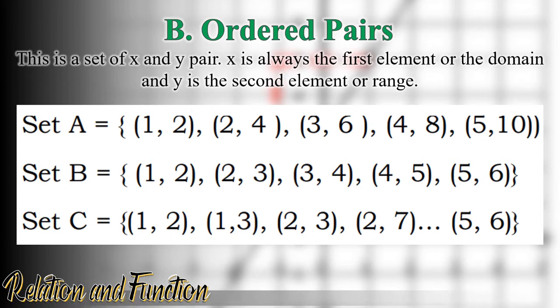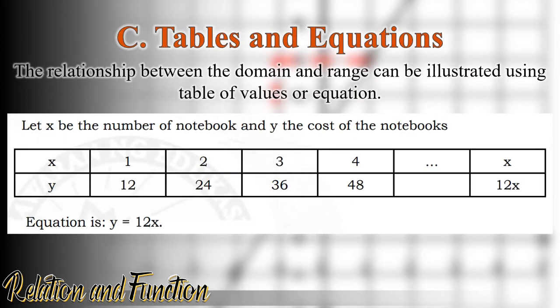For the set A, we have set of ordered pairs 1, 2, 2, 4, 3, 6, 4, 8, and 5, 10. So, yung mga x values dyan, yung mga x coordinates dyan, yun ang tinatawag nating domain. And the y coordinates, they are the range.